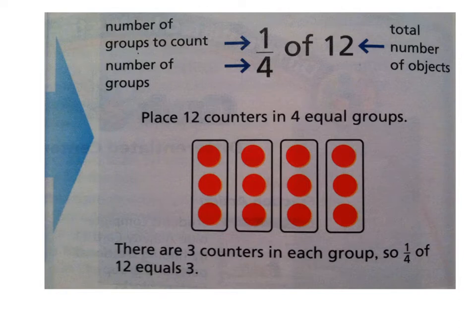Let's take another look at this diagram. Our total number of objects is 12. We are placing these objects, or counters, into equal groups of 4. When we finish, the total number of groups we want to count is 1. So there are 3 counters in each group, so 1/4 of 12 is 3.